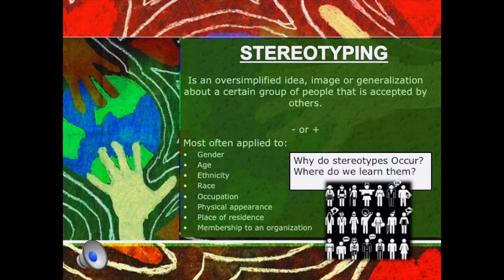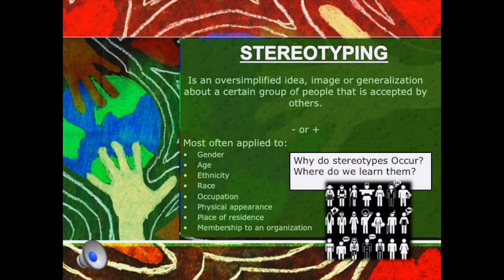Let me give you some examples. Age, for example. If someone says, well, that person is older, the stereotype could be that they have knowledge. Occupation. If that person is an athlete, then they must be strong. Physical appearance. If that person has tattoos, then they must be in a rock band. So these are all types of stereotypes.